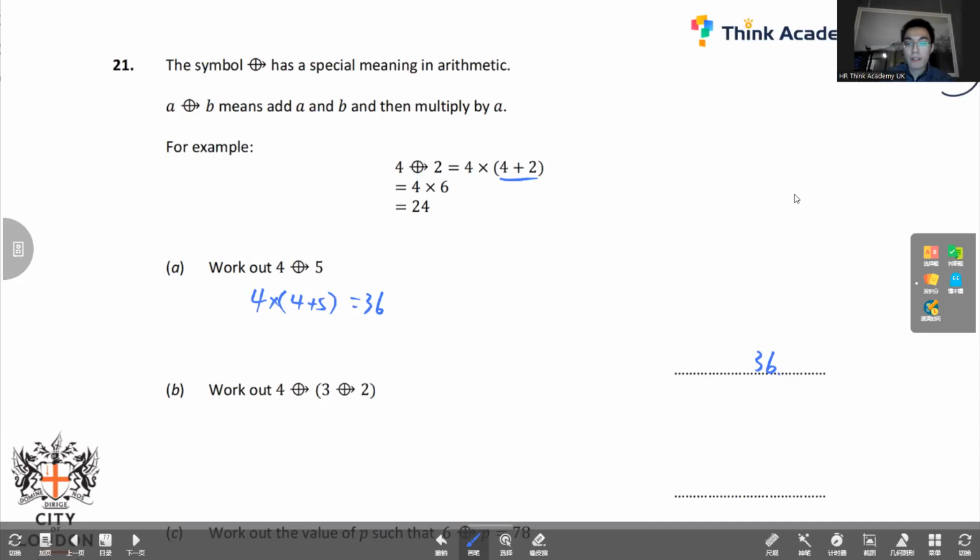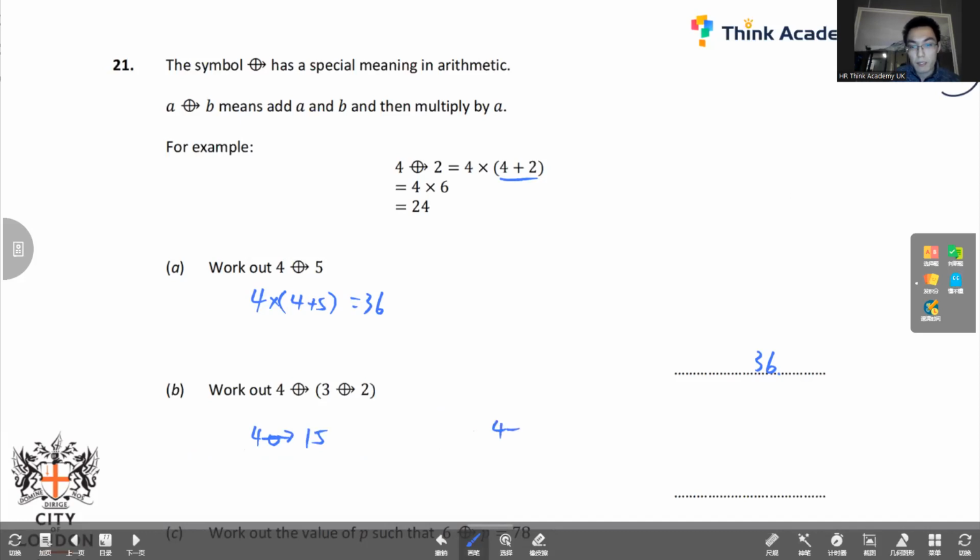For this one, I recommend that we still apply the rules of BIDMAS. Solve whatever's inside the brackets, get that one number, and then do 4 symbol that number instead of doing them all at once. Don't write 4 symbol 3 times 3 plus 2, because this is easy for us to make mistakes. Instead, calculate the bracket 3 symbol 2 first, which is 3 times 5, which is 15. So 4 symbol 15.